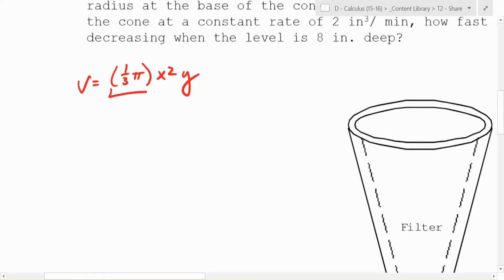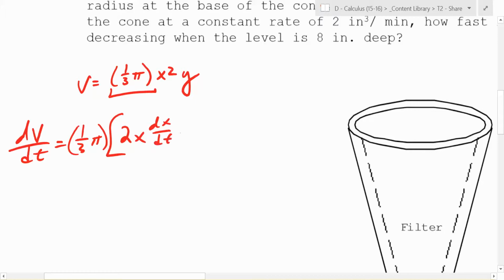That 1/3 pi, that's just along for the what? Just along for the ride. So that's going to be 1/3 pi times the derivative of the first, 2x times dx, times the second, plus the first times the derivative of the second. So you can do it this way.